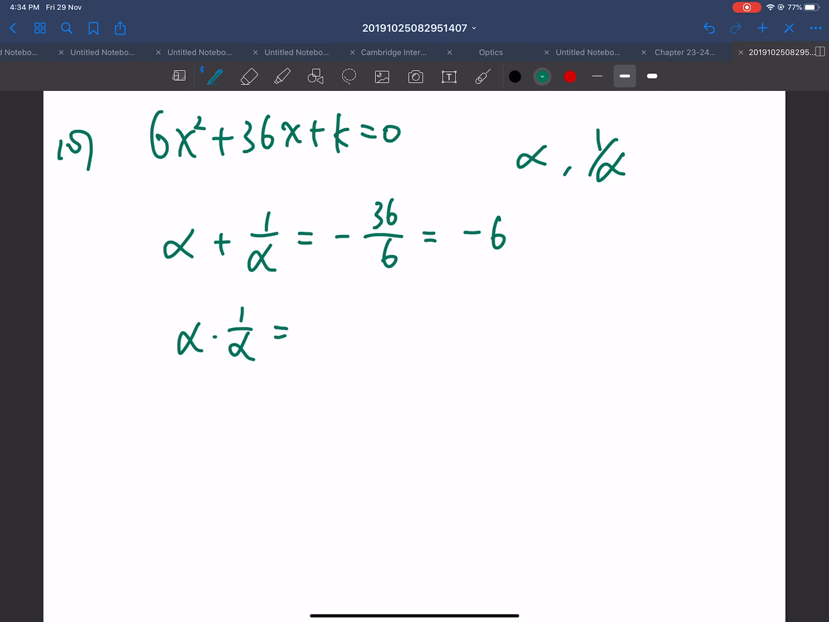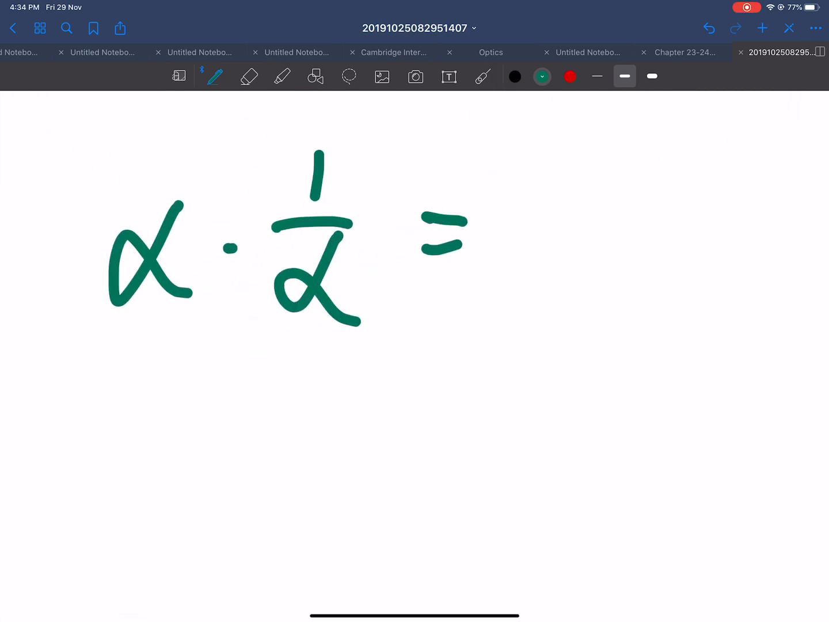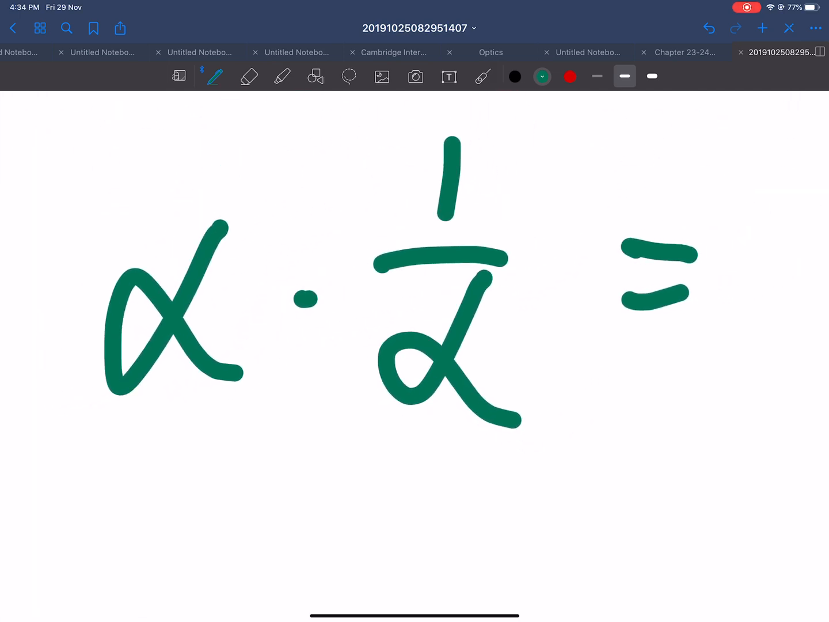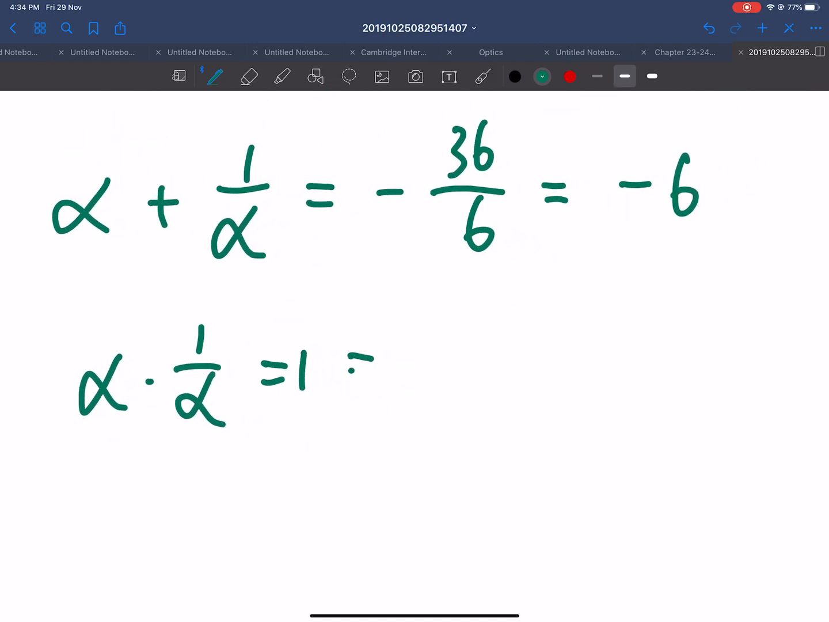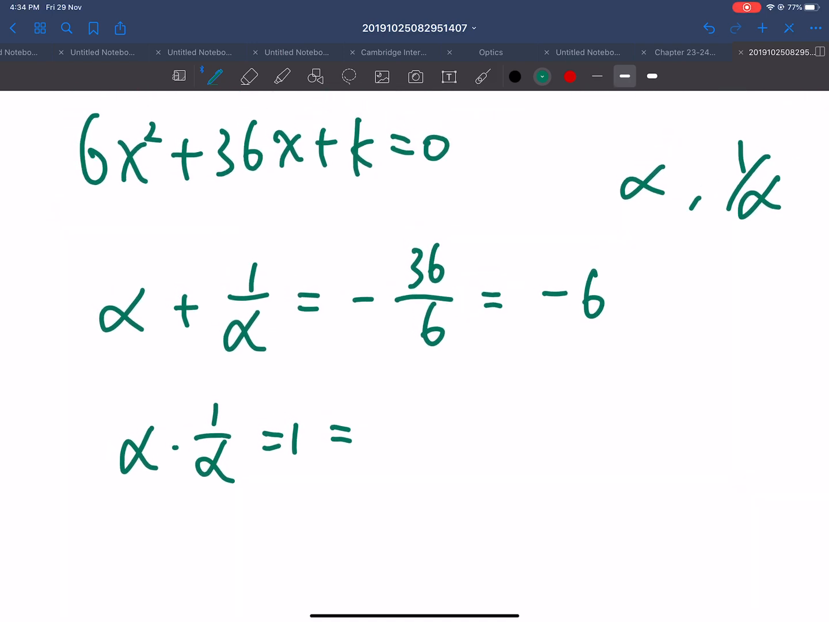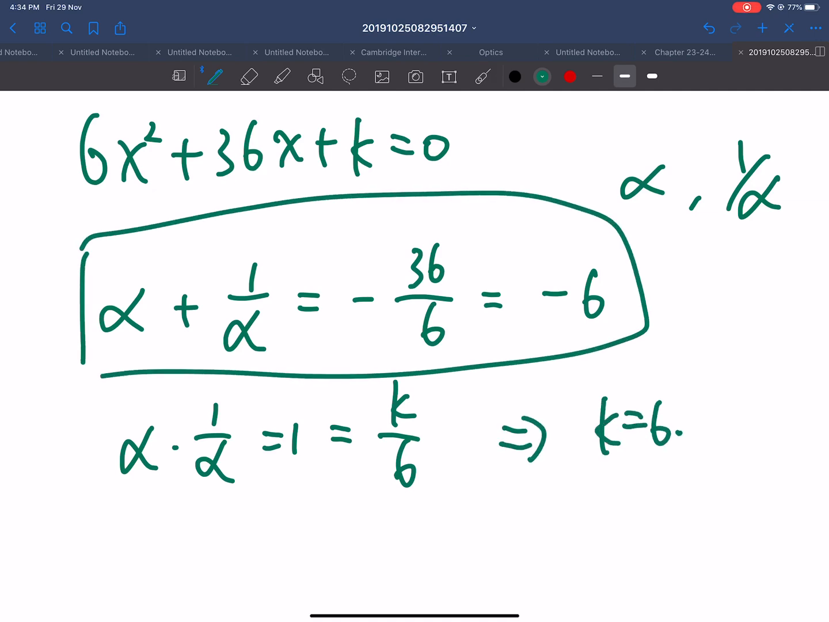Kindergarten mathematics. Alpha times 1 over alpha gives you 1. And then that is c over a. That is k over 6. Actually, you get k over 6 without using the sum formula. Sometimes some formula may not be useful to find the answer, but just write down anything you know, even if you can't solve it.